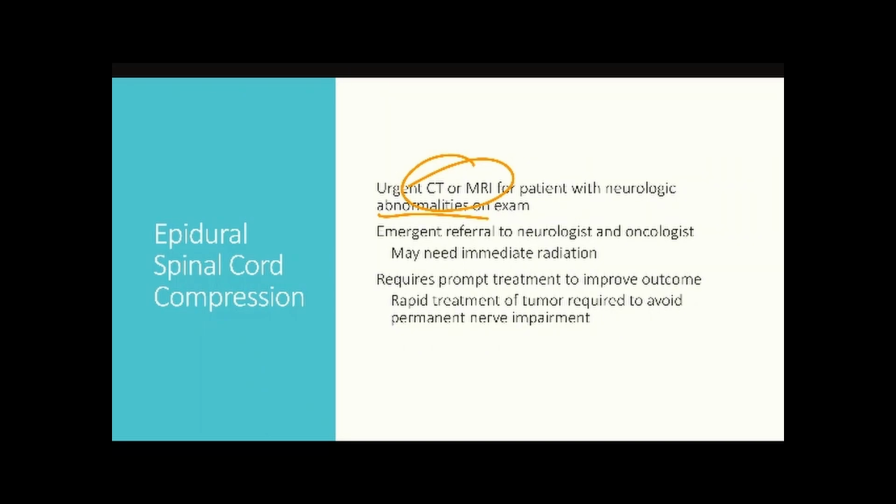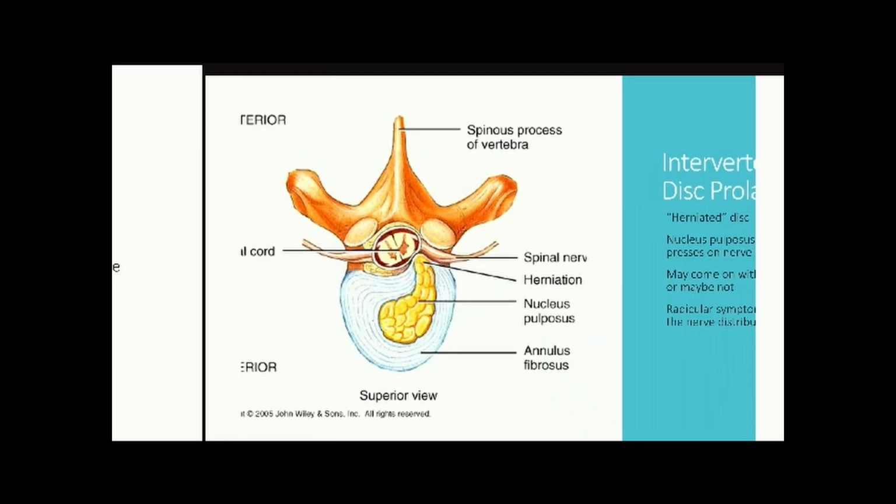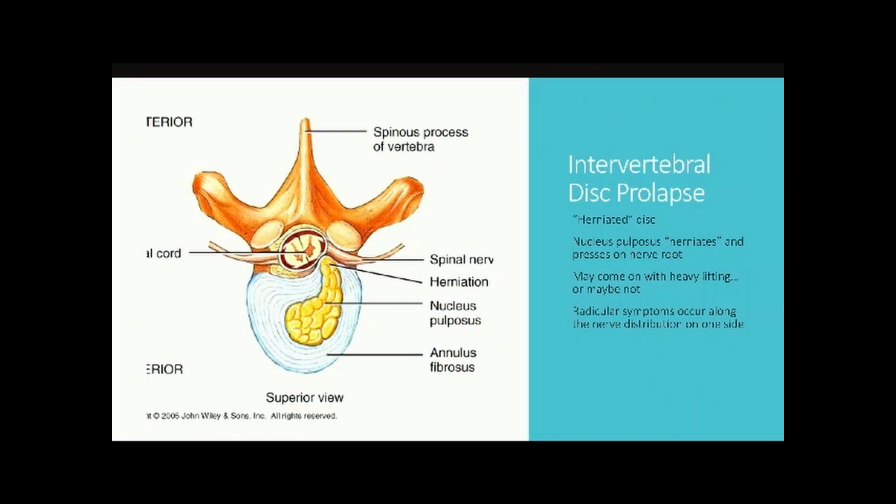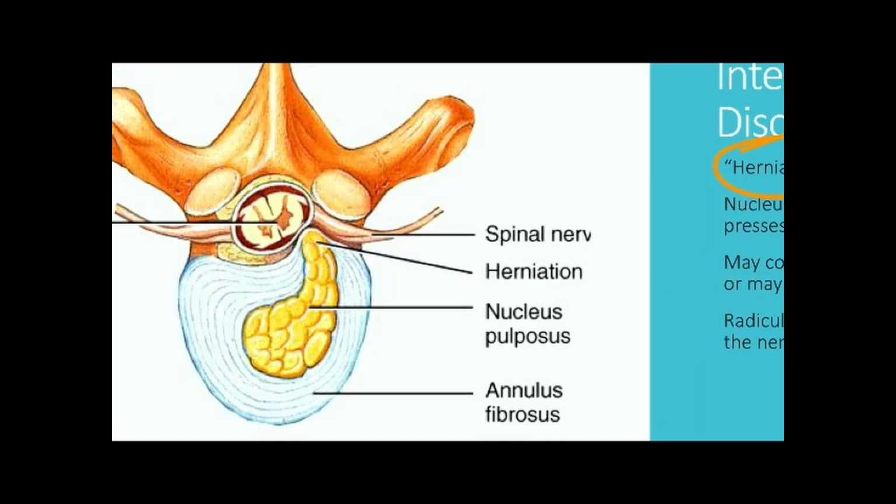And obviously you want to avoid permanent nerve impairment. So this is why pain that's worse at night when you lay down is one of these must-not-miss symptoms, because you can treat it and help them. Here's our herniated disc, intervertebral disc prolapse. The nucleus pulposus herniates and presses on the nerve root. So you see here, nucleus pulposus, it pushes in and it compresses those nerves.